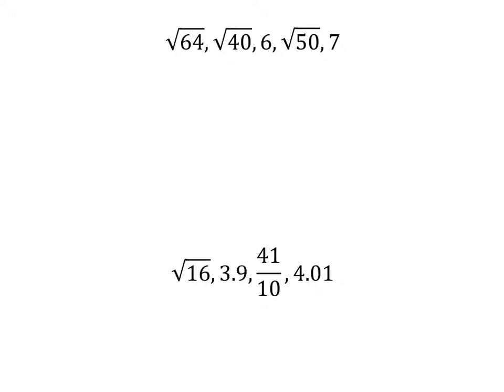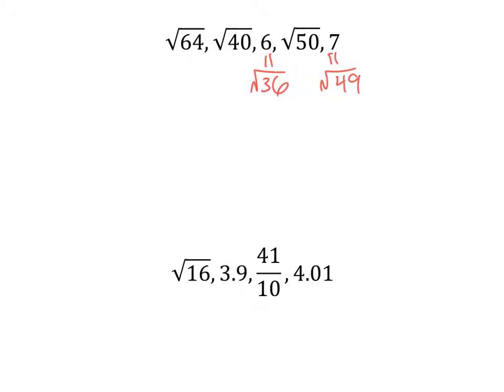Let's think about 6 squared, which gives us 36. So 6 is equal to the square root of 36. And 7 will be the square root of its square, so 7 is equal to the square root of 49. It's a perfect square. Now these are all in the form of square roots, so it'll be a lot easier to order them.